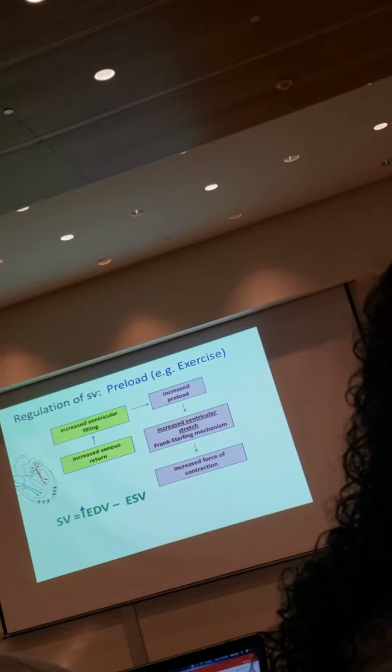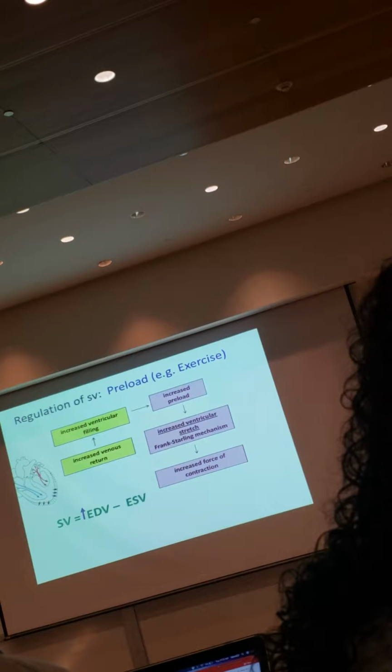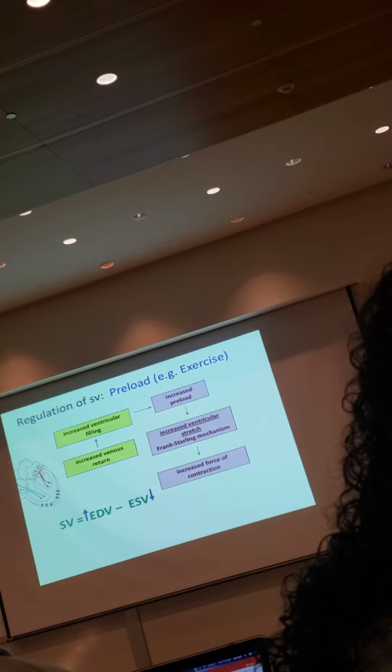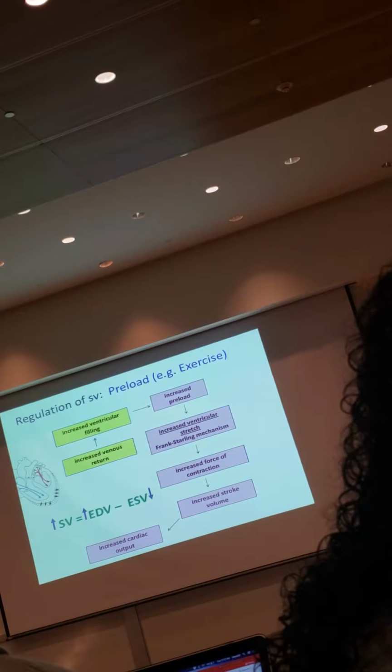It's not only that I start with more, I could have just contracted the same, and it would still be more being ejected. But no, I'm doing a better job, a stronger job in contracting. So we're going to increase EDV and decrease ESV. It's not either or, it's actually either and, right? It's both of them. And as a result, I have an increased stroke volume, which means, of course, increased cardiac output.